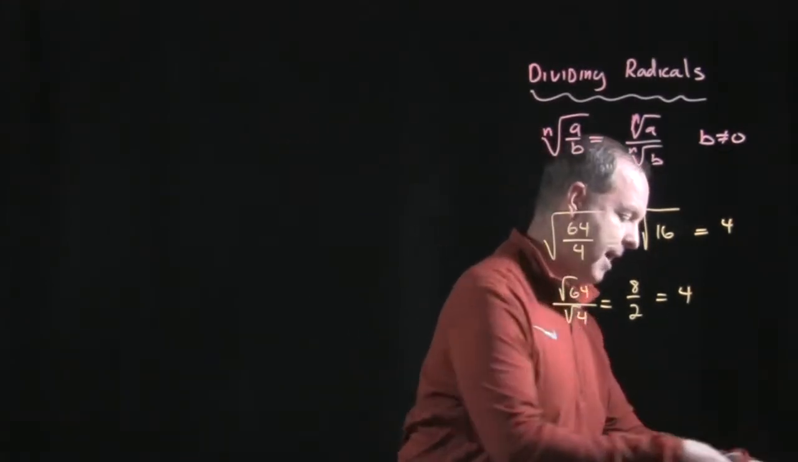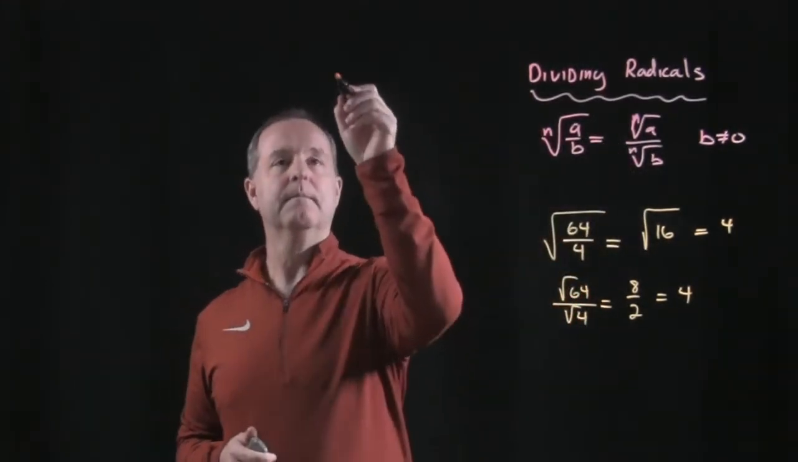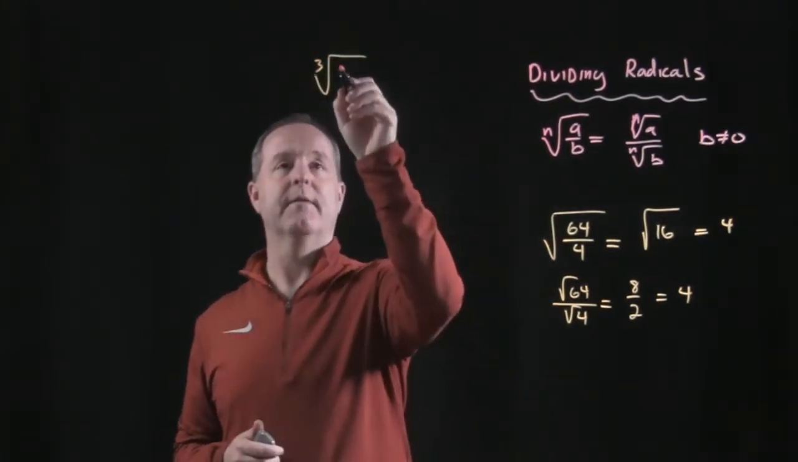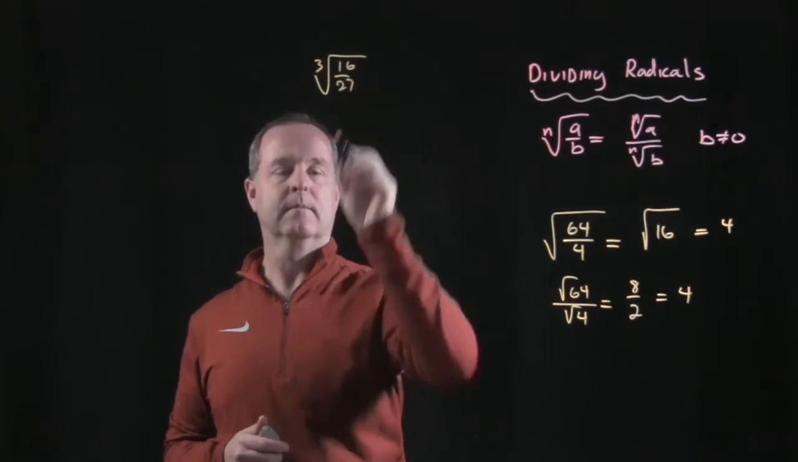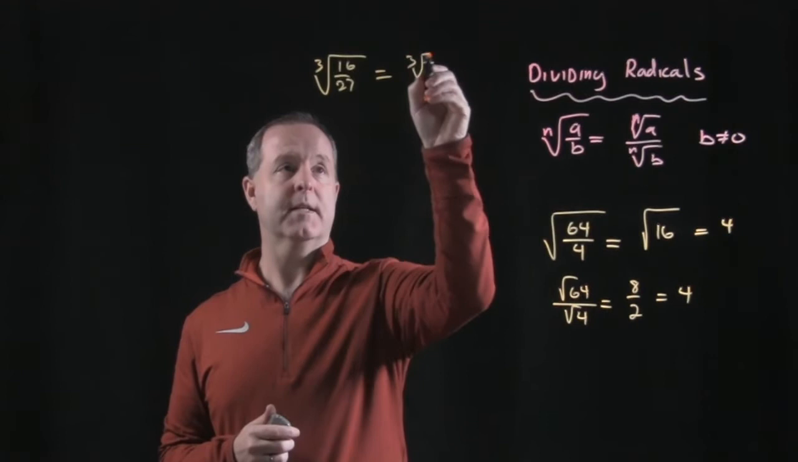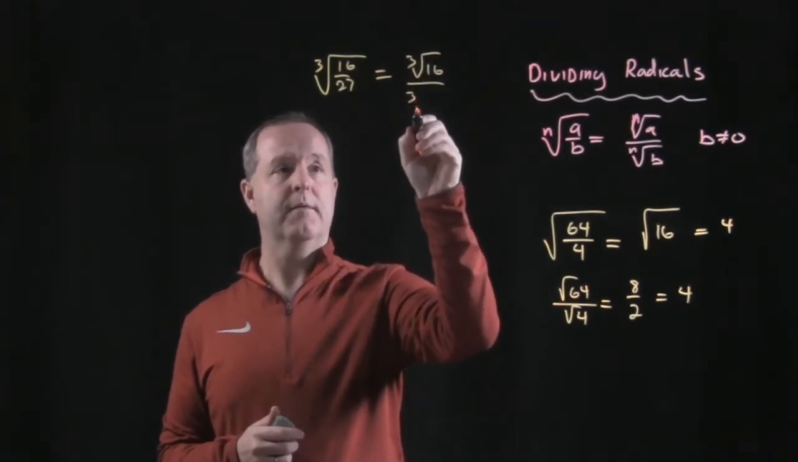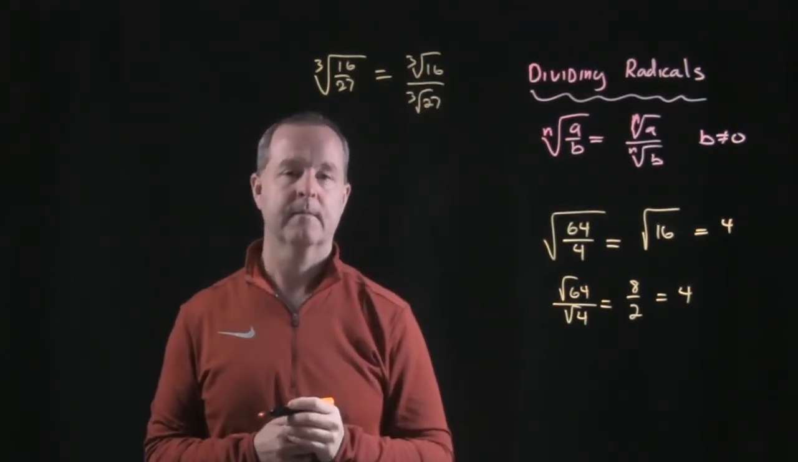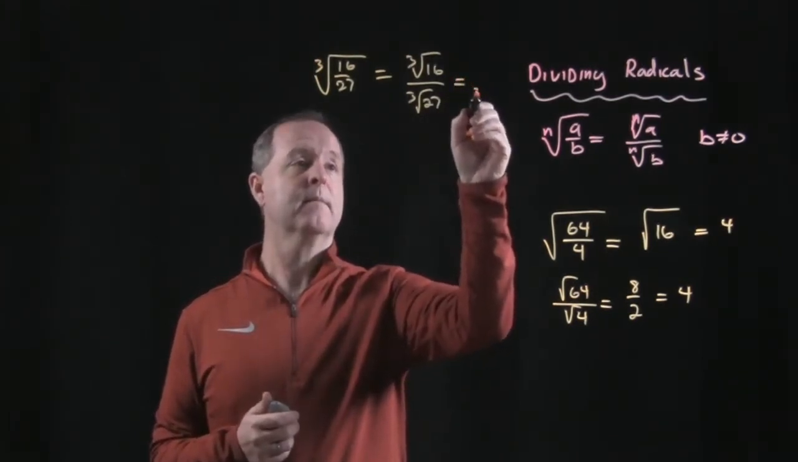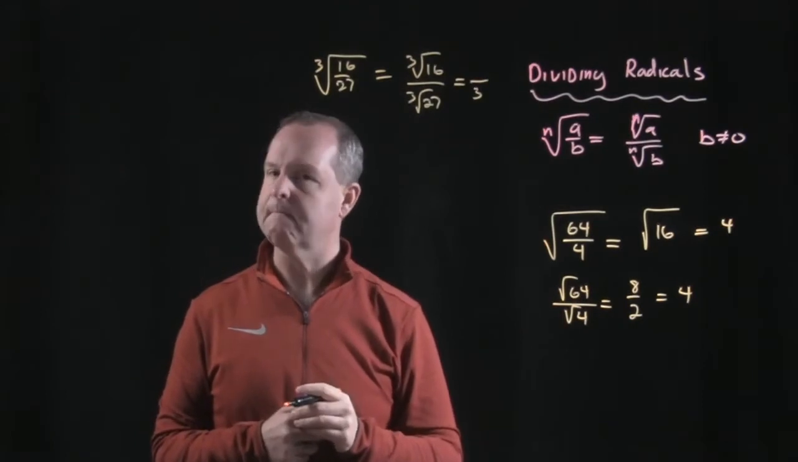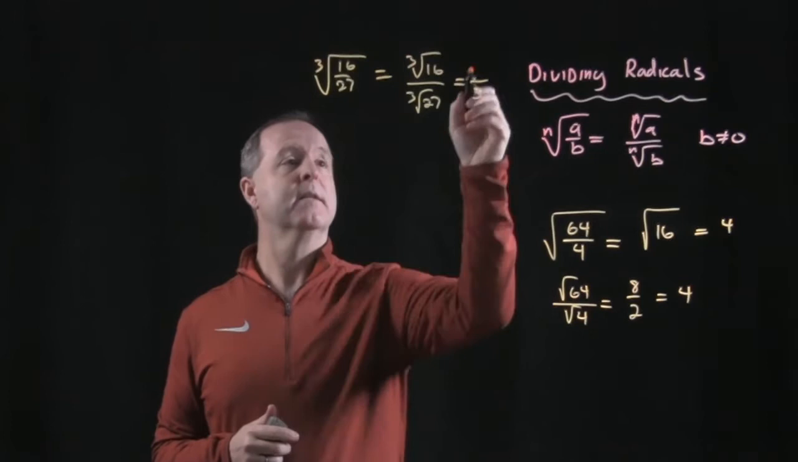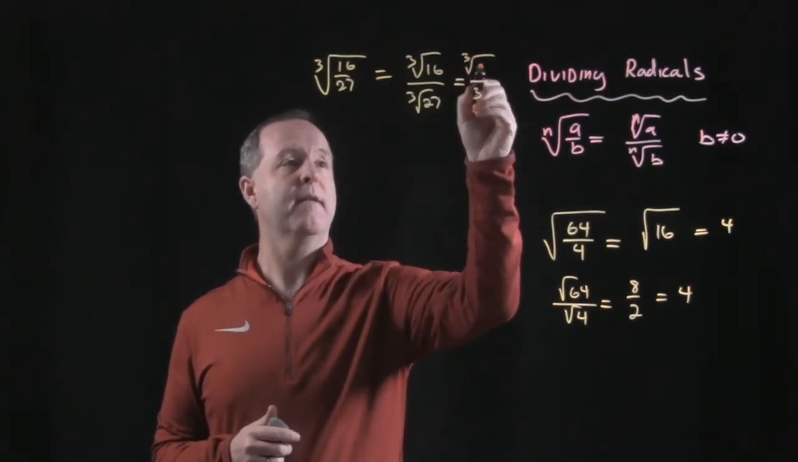So let's look at a couple examples of how this can play out. Let's look at the cube root of 16 over 27. Well, let's break that down. So I have the cube root of 16 over the cube root of 27. Cube root of 27 equals 3. Cube root of 16, no, 16 is not a perfect cube, but one of its factors is. So I could rewrite it as the cube root of 8 times 2.